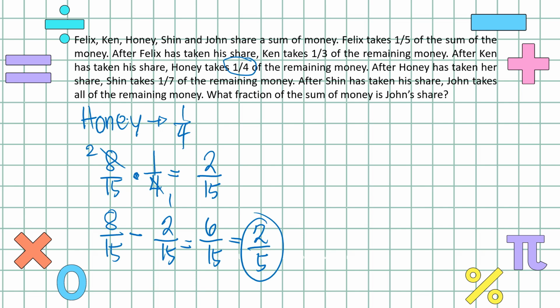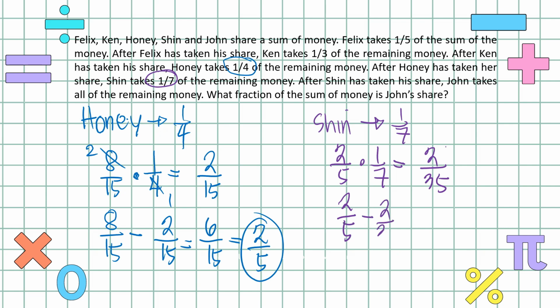And the next person who took his share was Sheen. Sheen took 1/7 of the remaining money, and that's the same as 2/5 times 1/7, which will become 2/35. So this is the actual fraction of Sheen's share. And from the remaining money, 2/5, we subtract 2/35 to find the total remaining money which was left for John, the last person who took the share.